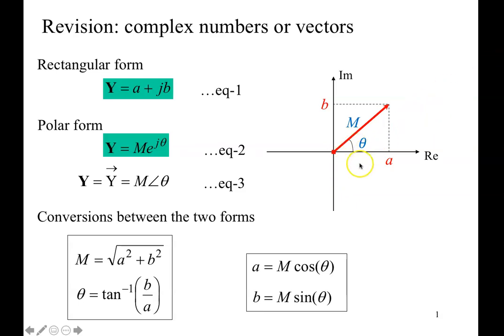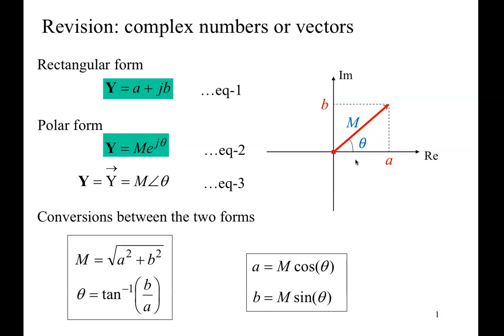Or you can actually go from polar form to rectangular form. If I know M and theta, then of course this is M, this is theta, this value equals sine theta times M, so B equals M sine theta. This is the length of A, so A equals M times cosine theta. So they are interchangeable between the two forms, but sometimes it's easier to use rectangular form, sometimes it's easier to use polar form.